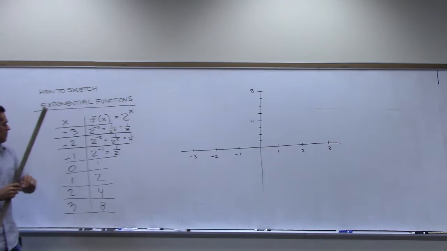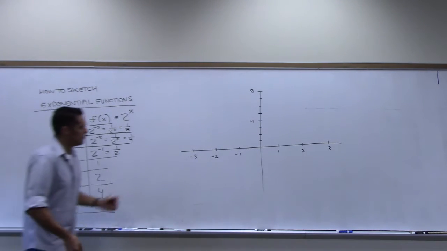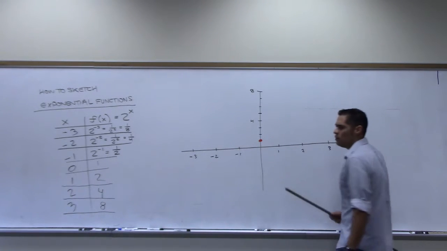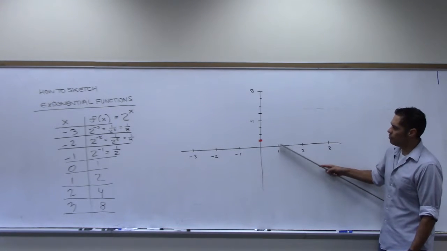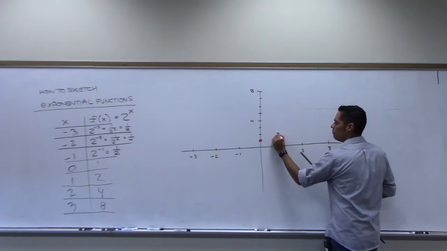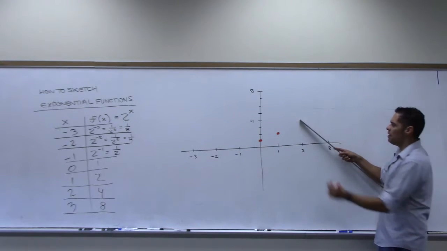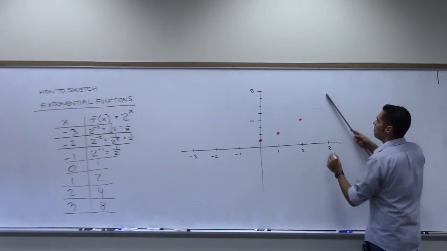Plug in, let's do the 0, 1, 2, 3 first, because those are pretty easy. You plug in 0, you get 1. That's right here. You plug in 1, it spits out what? 2, so up 2, that puts you here. You plug in 2, it spits out 4. And you plug in 3, and it spits out 8.